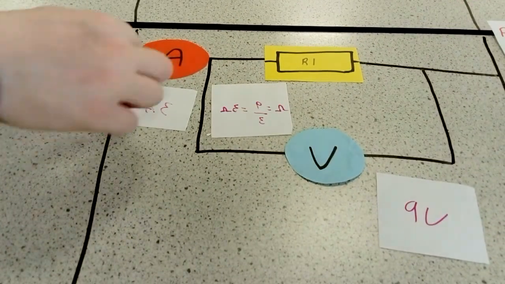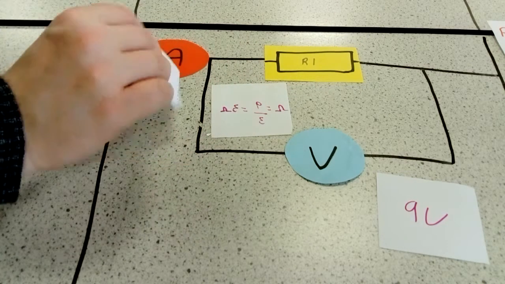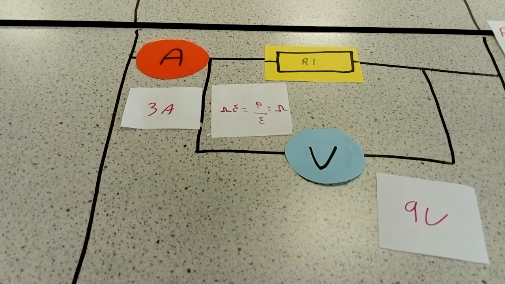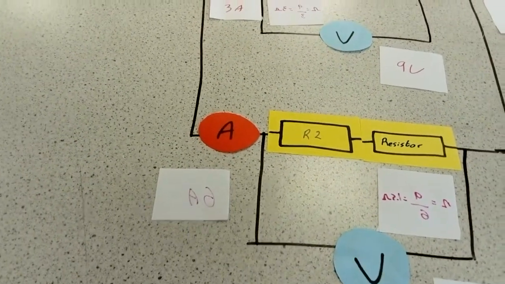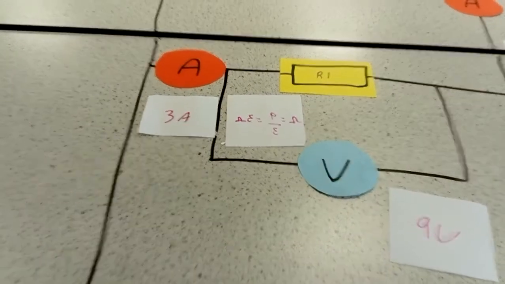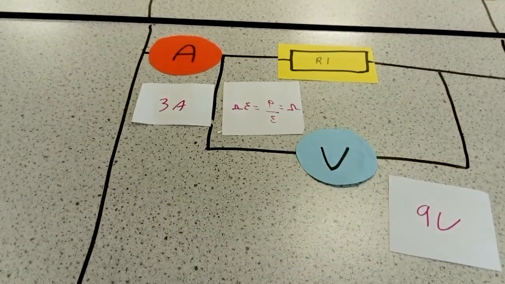So, if the current going down this arm to where this resistor is, is 3 amps, then the current in the second part must, by definition, be 6 amps, so our total current adds up to 9. If we now know what the current is along each arm and what the voltage is along each arm, we can work out what the resistance is down each arm.